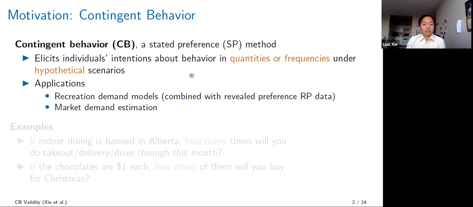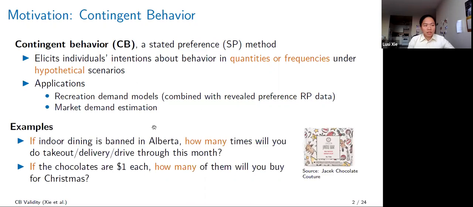I think the beauty of the stated preference method is really in the hypothetical scenarios, where researchers can implement randomization of the changes in prices, qualities, or other attributes that they are interested in. For example, in recreation demand studies that look at recreational activities, contingent behavior trip data is usually combined with revealed preference, RP, data to add variation for model estimation. And CB has also been used to assess market demand for new products.